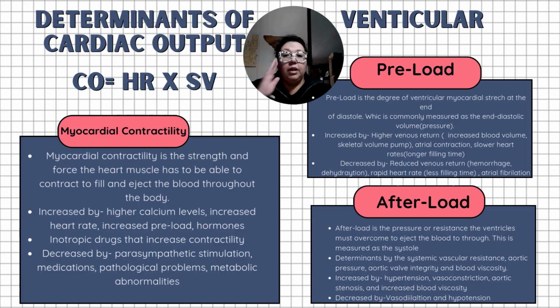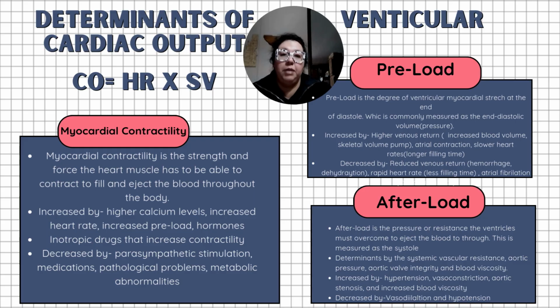Our preload is the degree of ventricular myocardial stretch at the end of diastole, which is commonly measured as the end diastolic volume or pressure. Increased by higher venous return, increased blood volume, skeletal muscle pump, and atrial contraction or a slower heart rate, longer filling time. Decreased by reduced venous return, hemorrhage, dehydration, rapid heart rate.